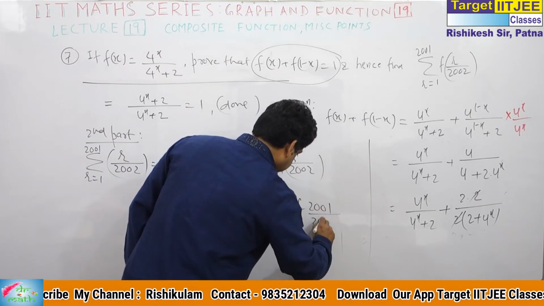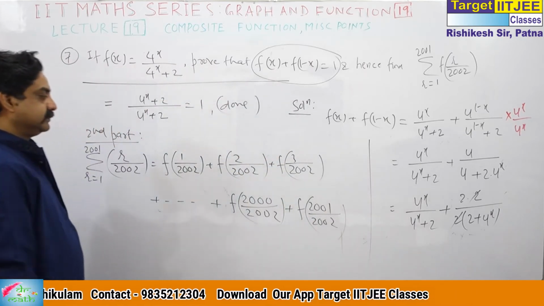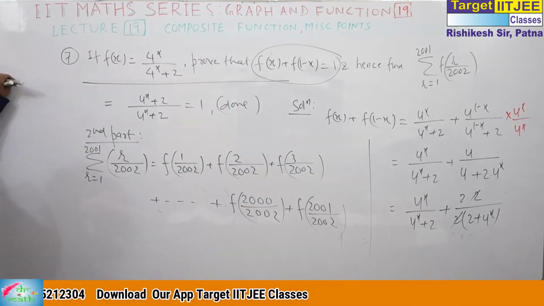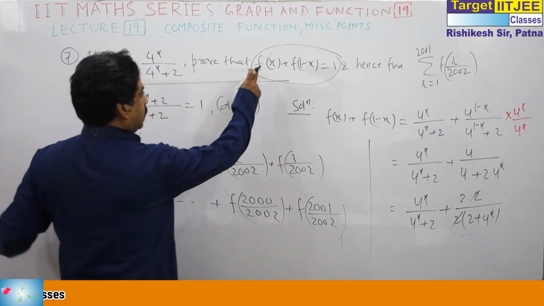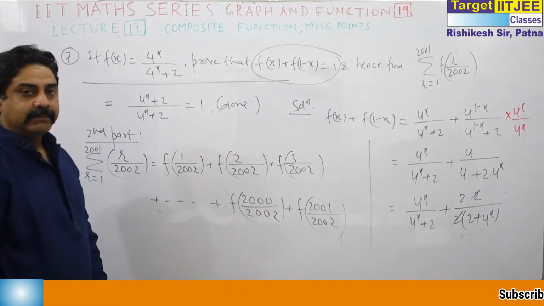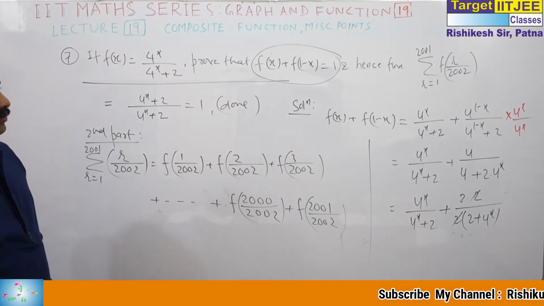2001 by 2002. Now, this is the question. What I am doing? I am searching the pair. This plus this is 1. I am searching the pair. This plus this is 1.